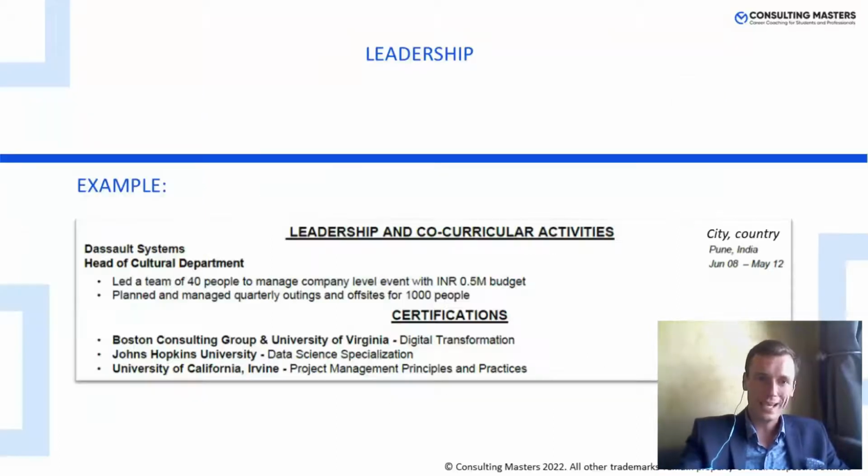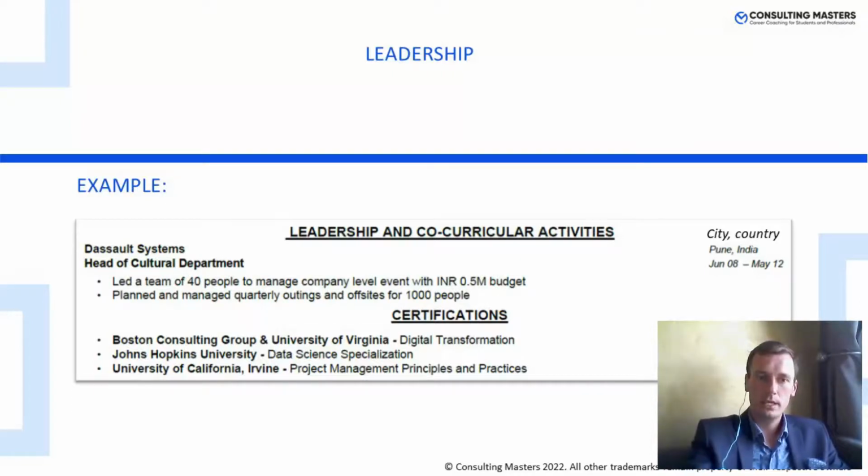Let me just give you an example of what the candidate has done. So for example, this candidate has been working at Dassault Systems and was head of the cultural department. So that person led the team of 40 plus people to manage a company level event with 0.5 million budget. So you see, again, led, the verb in the past indefinite tense. The team of 40 plus people, and then event with 0.5 million in budget.